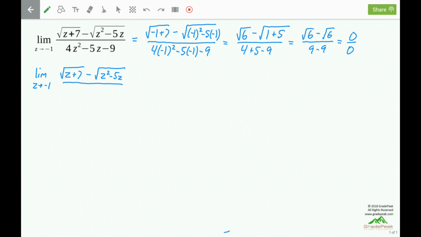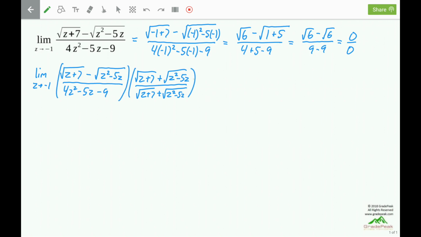So I'm going to rewrite the limit exactly as we see it. And we're going to multiply by the conjugate, which is the same expression but opposite sign between the roots. And we'll multiply the denominator by the same root conjugate so that we have a form of 1. And we don't change the value, just the look.